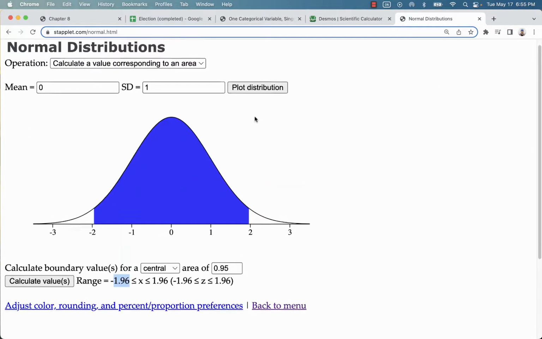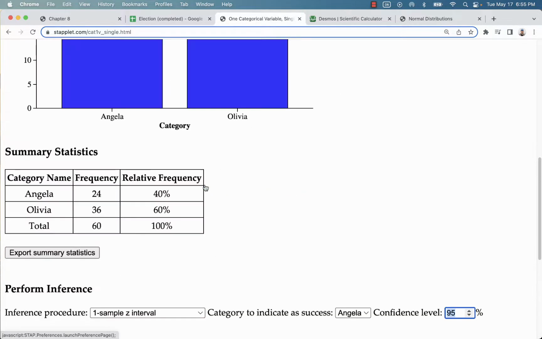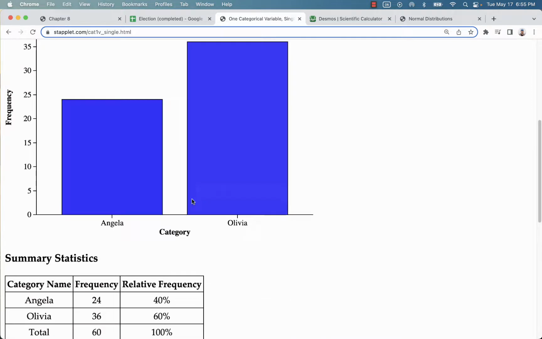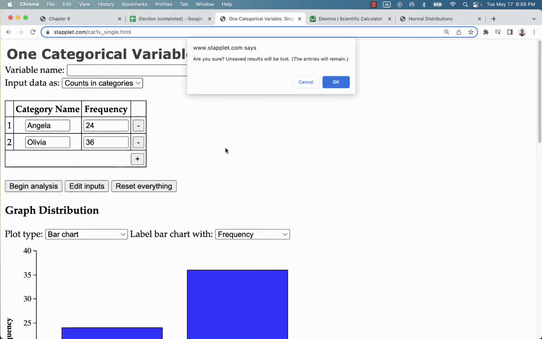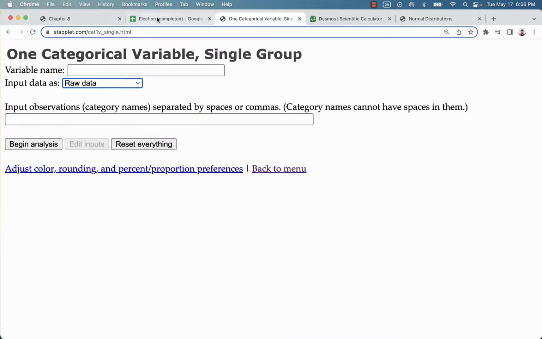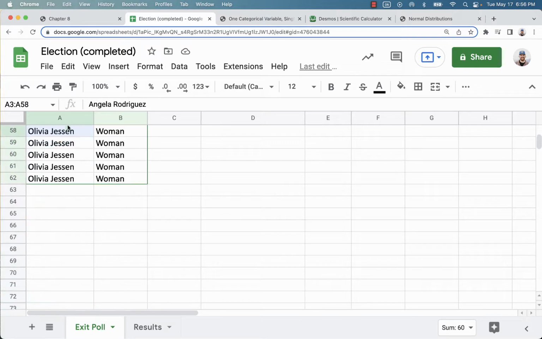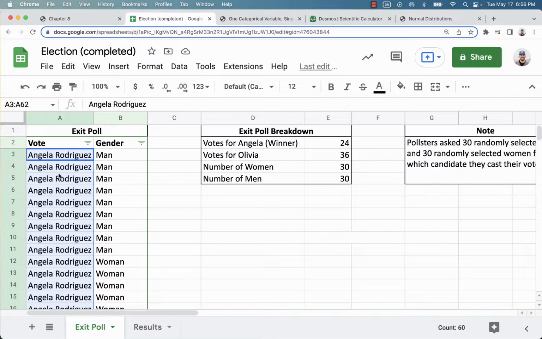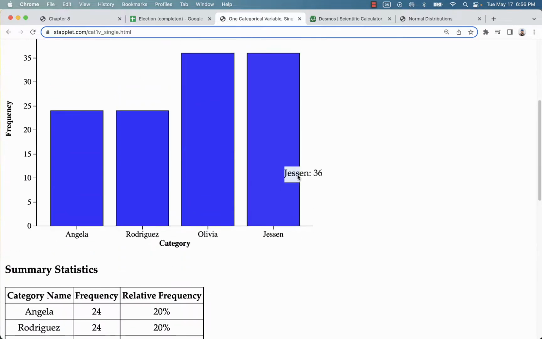You would need to use that normal distribution to find your critical values for your given confidence level, but it's also real easy to plug in your summary data and do it this way. If you want to use raw data, you can do that. Let's go to raw data here. All I'm going to do is highlight the candidates' names for the votes that were cast and paste those here. I see an issue already, and I'll just click Begin Analysis and show you.